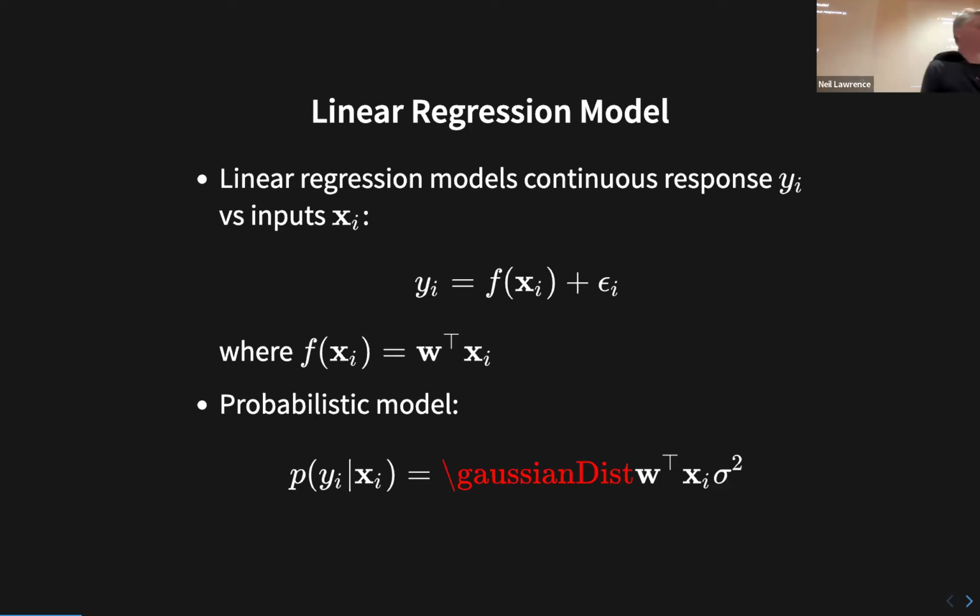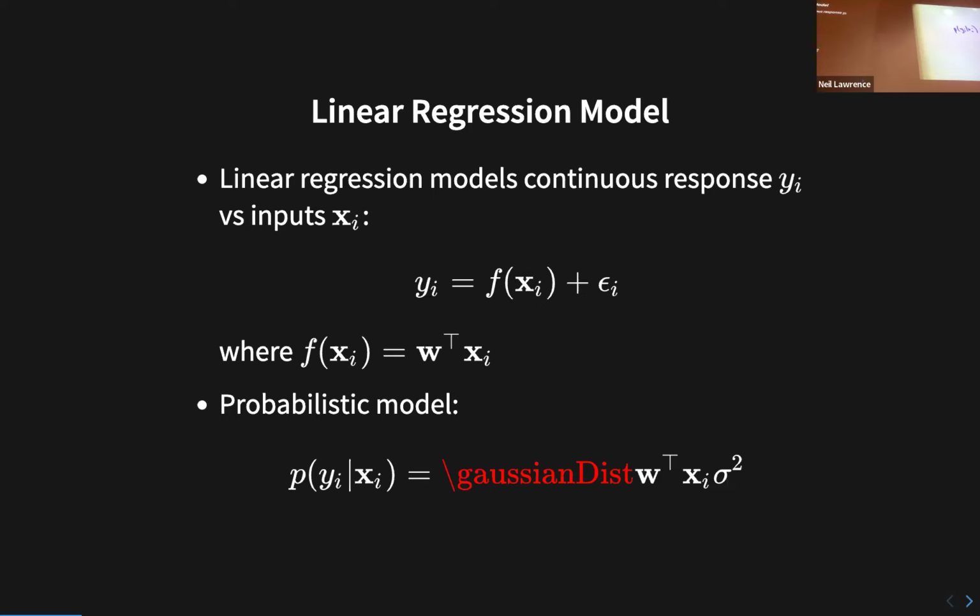So, just a quick review of linear regression, and apologies, this should be showing a Gaussian distribution at the bottom. So I'll just put that on the visualizer. So that thing at the bottom should read P of yi given xi is equal to a Gaussian distribution with mean W transpose xi and variance sigma squared I.